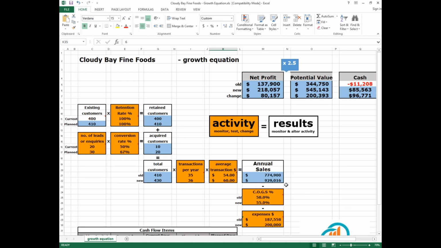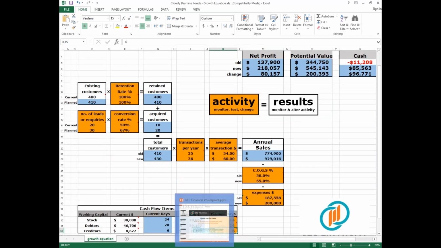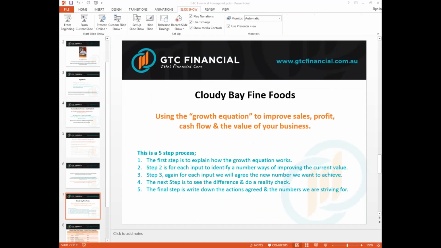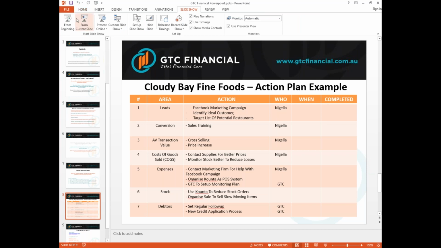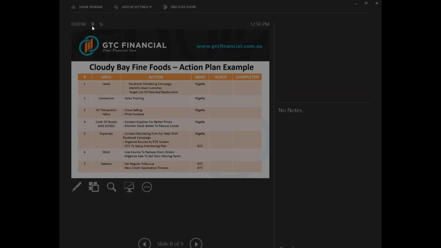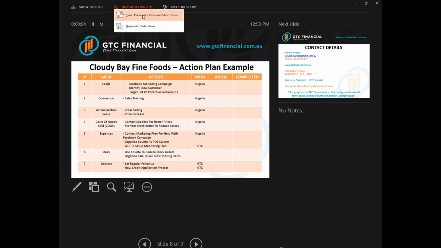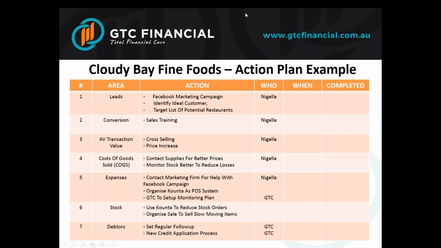Well done, guys. What we're now going to do, so we don't lose all of that information, is go back and put this into an action plan. And I've prepared one earlier. So if we can just go down here. A little bit of tinkering to get where I am. Good. Can everyone see the action plan that we've prepared for Nigella? It's really important when we do a growth equation with a client that we don't lose all of those actions. So we've added a few more on here.